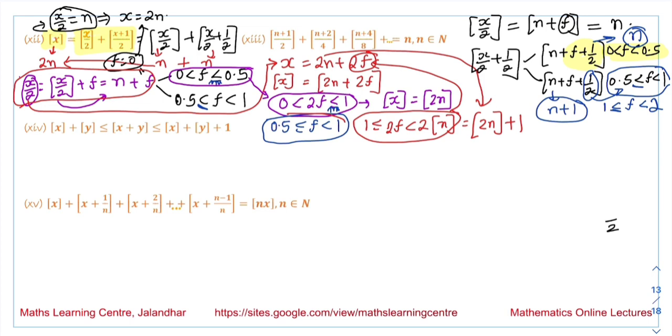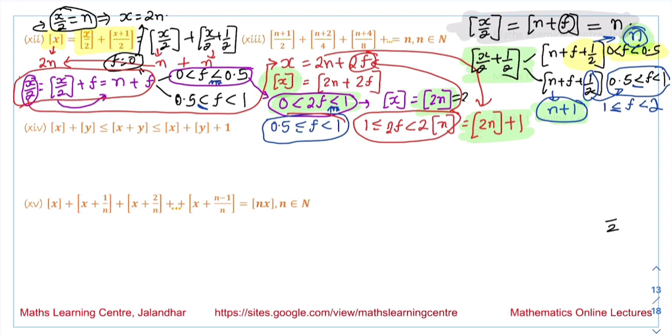So if we add both these values, one is the greatest integer of x by 2, which is always n, and the greatest integer of x by 2 plus 1 by 2 is equal to n or n plus 1. If we add both these values, we get the answer in this form: the greatest integer of x is equal to 2n when f is between 0 and 0.5, and this value is equal to 2n plus 1.